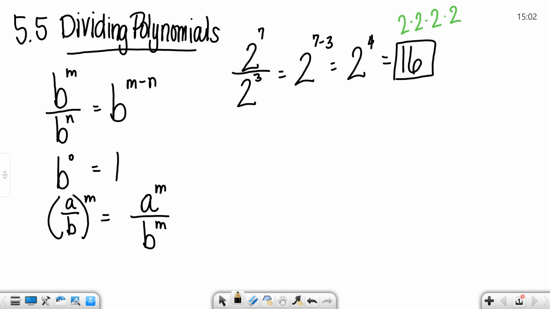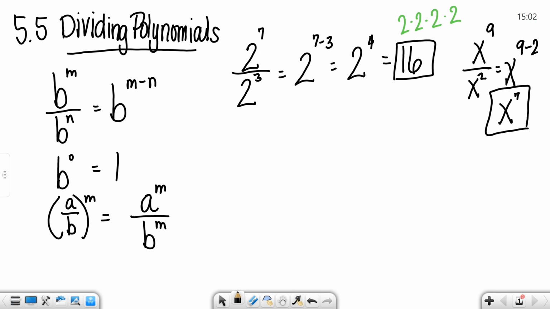All right, let's say I don't have just numbers up there. Let's say I have some variables, something like x to the 9th divided by x squared. Again, my bases are the same, they are both x. So I have x to the 9 minus 2, which would be x to the 7th power. So that would be my answer.